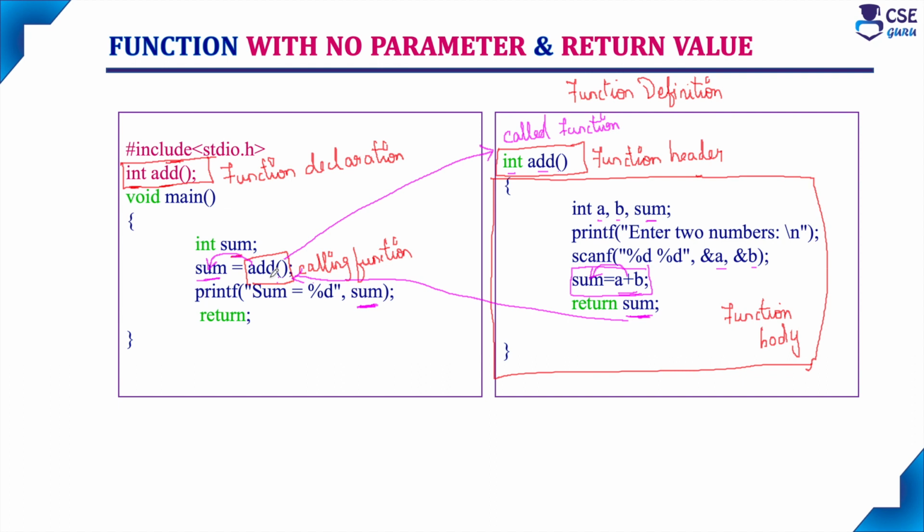So this is the third category. Here there is no data transfer from the calling function to the called function, but there is a data transfer from the called function to the calling function, since it returns the value. So in this session, we have discussed the third category of function, that is, function with no parameter and with return value. In the next session, we will discuss the fourth category of function, that is, function with parameter and with return value.